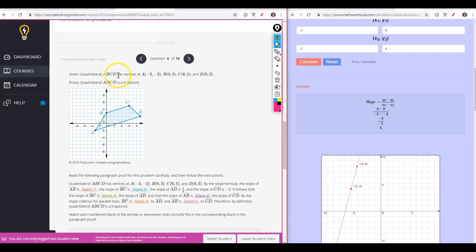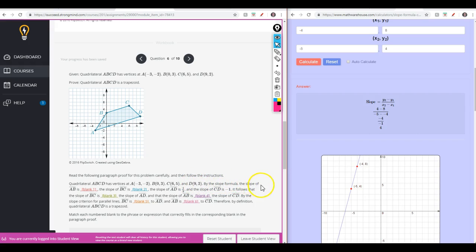Okay, quadrilateral ABCD has vertices at A(-3, -2), B(0, 3), C(6, 5), and D(9, 2). Prove quadrilateral ABCD is a trapezoid. Read the following paragraph proof for this problem carefully and then follow the instructions. Quadrilateral ABCD has vertices at A(-3, -2), B(0, 3), C(6, 5), and D(9, 2).